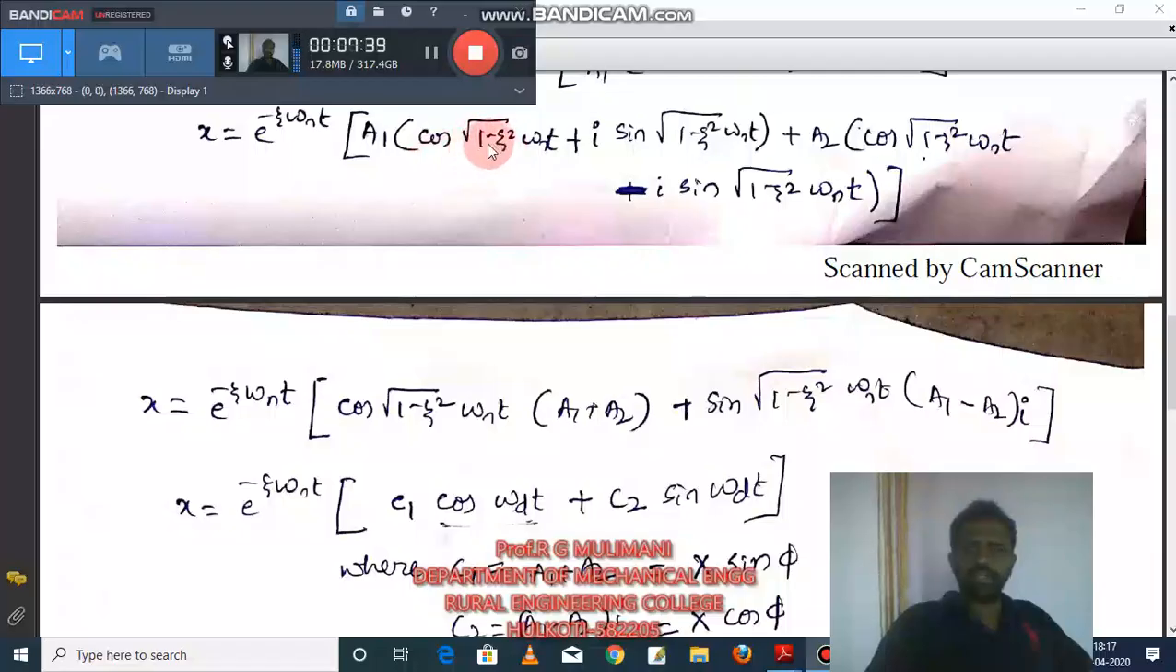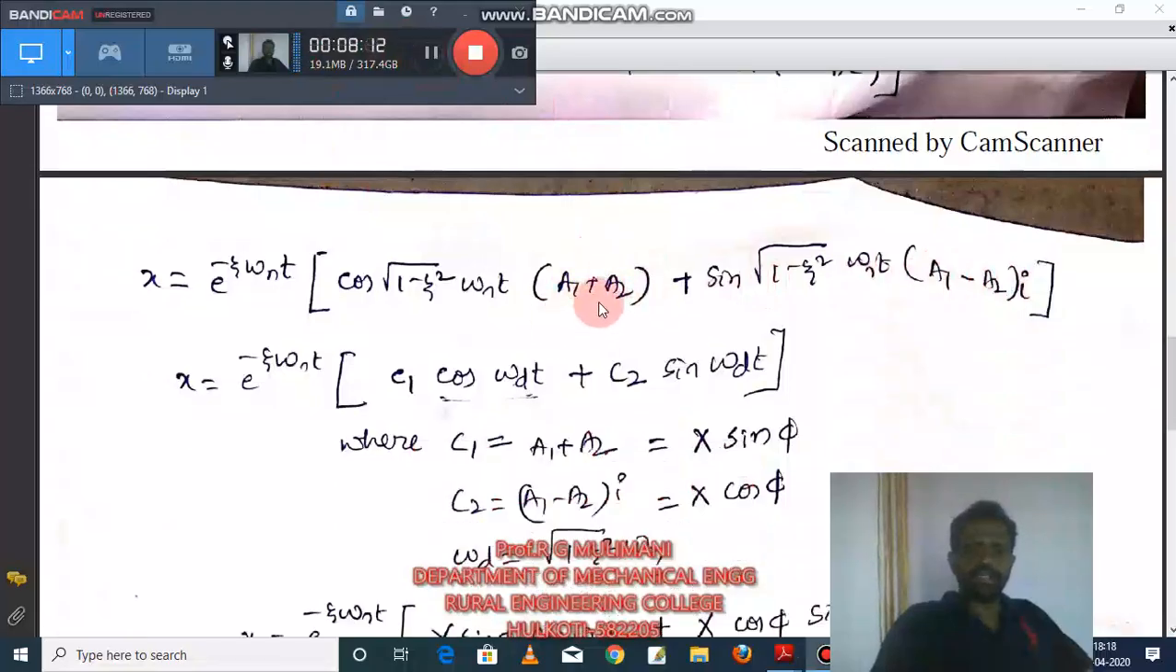Here we have two cos terms. The coefficient of cos is a1 here and a2 here, so the coefficient of cos is a1 plus a2. Similarly, the coefficient of sine is a1 i here and a2 i here, so it is a1 i minus a2 i. Let us assume a1 plus a2 as c1 and a1 minus a2 into i as c2.